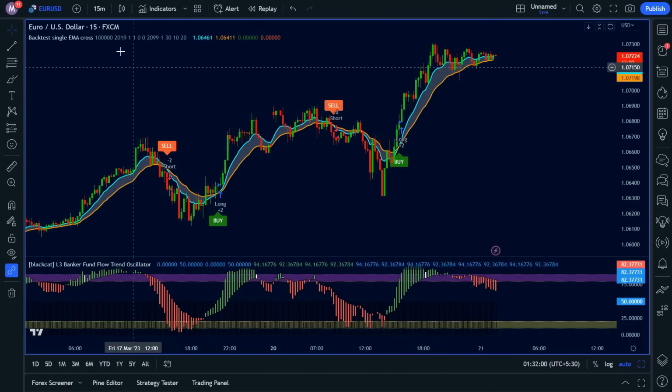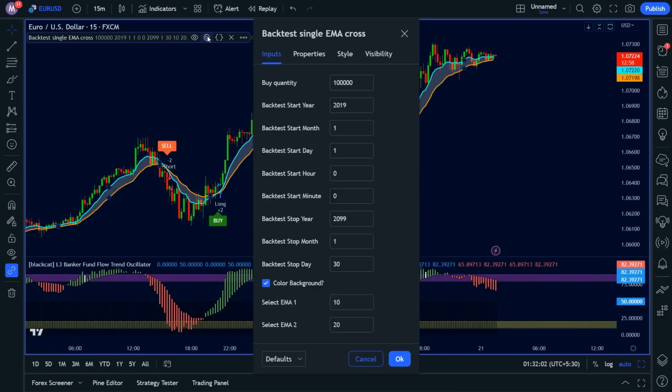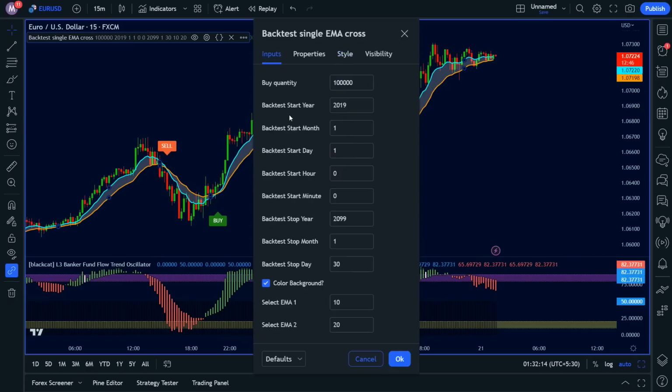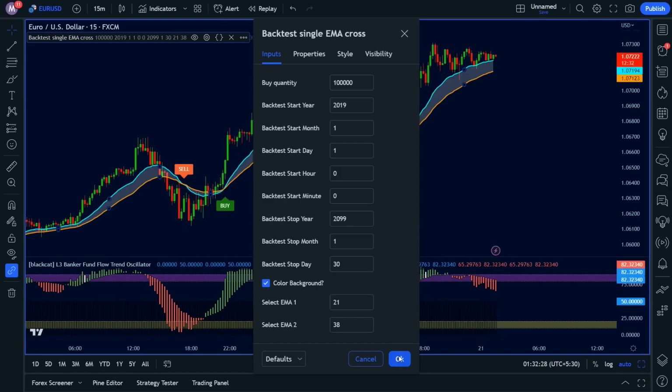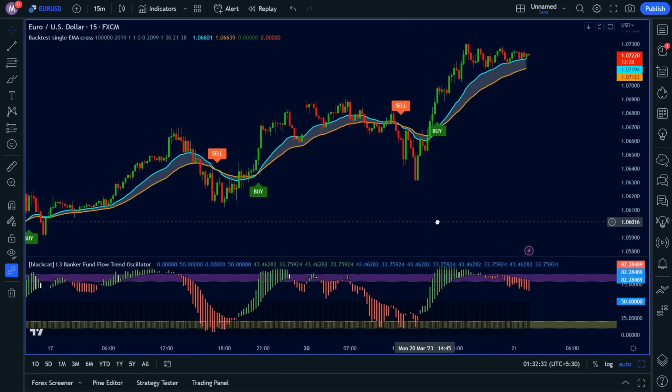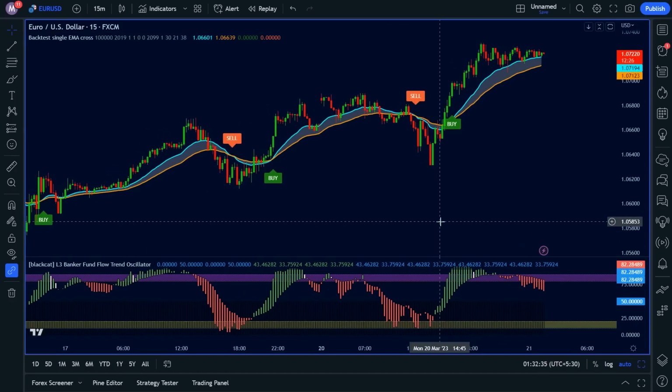To fine-tune our setup, we need to adjust the settings of the Buy and Sell Backtest indicator. First, we'll uncheck the trades on chart option to clean up the chart and make it easier to read. Then, we'll head over to the input section and scroll down to select EMA1 as 21, and EMA2 as 38. These values have been proven to work well in many different trading scenarios and are a great starting point for our strategy. And just like that, our chart is ready for action.